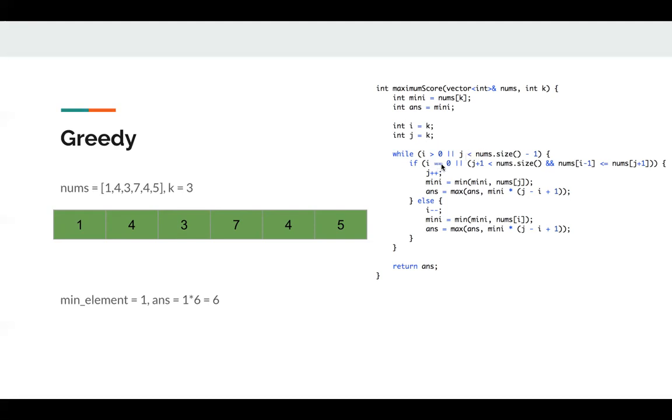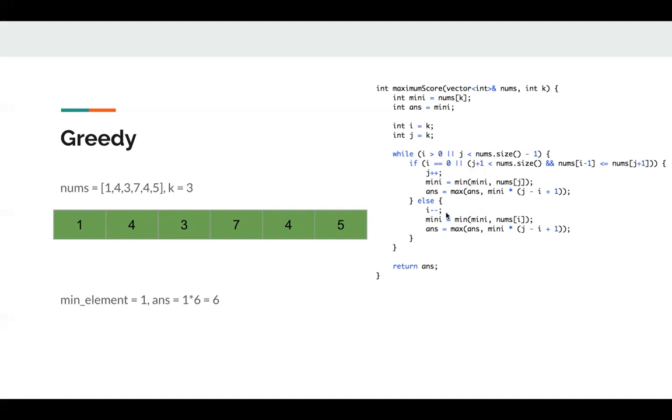If i is 0, which means we cannot pick elements at the start, then we have to pick j, right? Or if the element at i is smaller than the element at j, we need to pick j. So when i is 0, or when nums[i - 1] is smaller than nums[j + 1], we need to pick the elements after j. So we update the minimum value and update our answer.